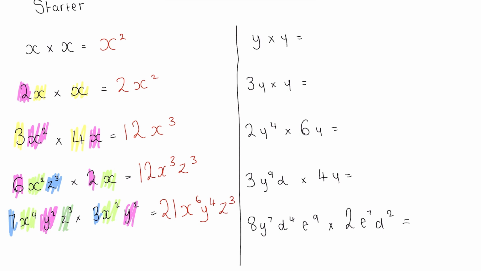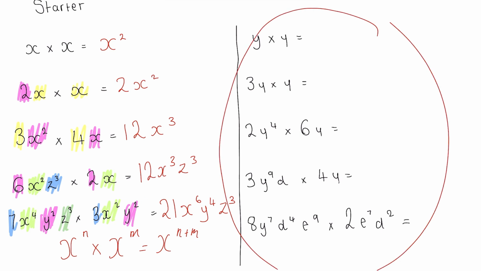Now, if you're a little bit unsure of where that x to the power of 6 has come from, all you need to remember is that when we're timesing indices together, we just add those powers together. So x to the power of 4, x to the power of 2, we can just add those two numbers there together. So what I would like you to do now is pause the video and have a go at the questions on this side for me.